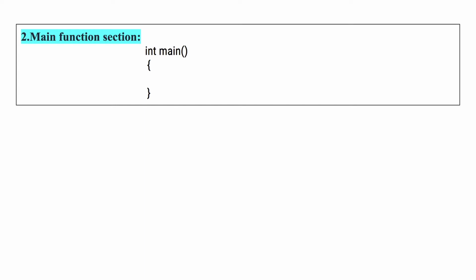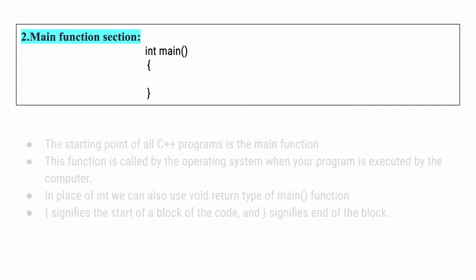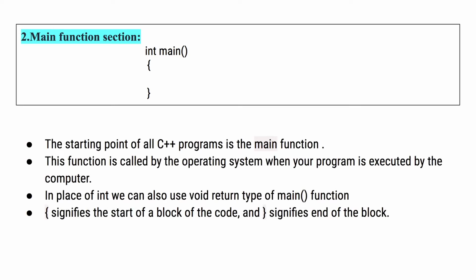Void is a keyword in C++, and whenever we use void as a function return type, that function returns nothing, as void means nothing. In this case, the main function does not return any value. The last part is the function body section.